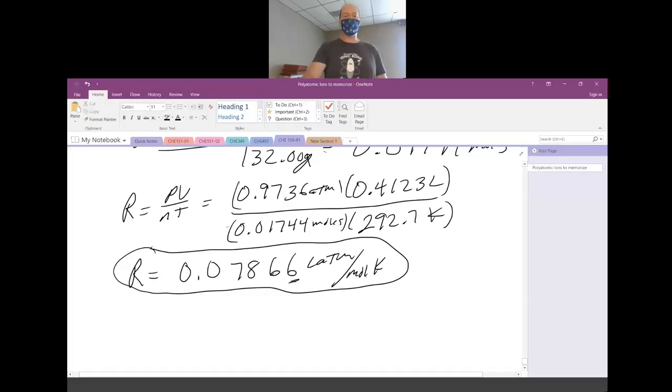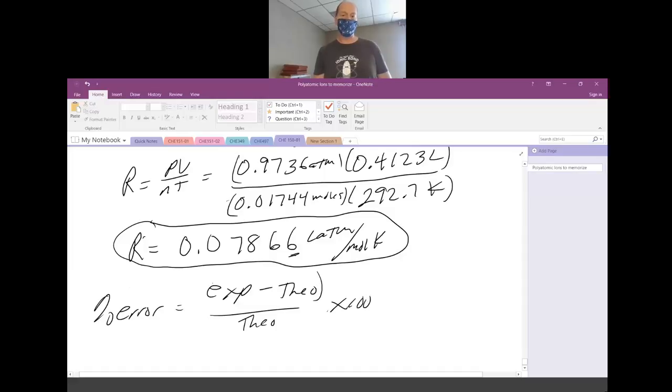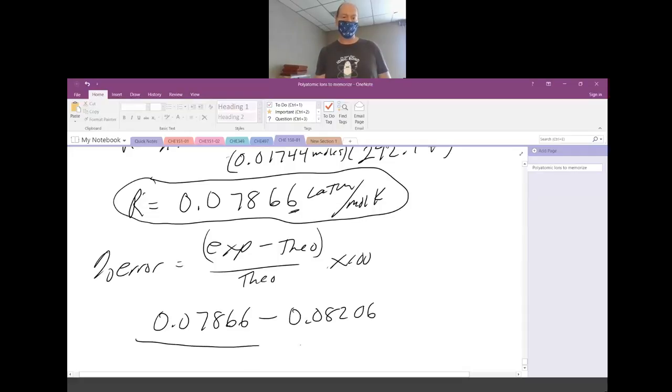All right, so then it says give the percent error. All right, and so that is your experimental minus the theoretical, over the theoretical, times 100, is the equation for finding your percent error. So we got in the experiment 0.07866. Theoretically, we should have gotten 0.08206. Divide that by 0.08206, and then you multiply by 100.